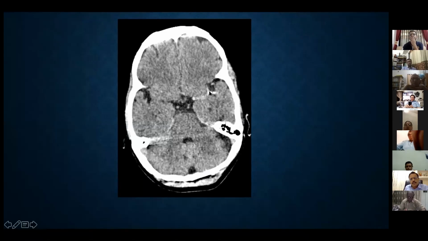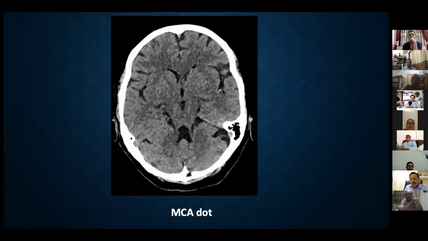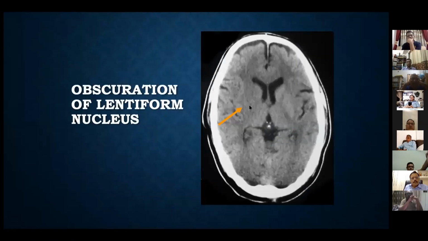So this is like hyperdense MCA. Whenever you see this hyperdense MCA on one side, you know there's a big clot in the middle cerebral artery. And sometimes you can see something like this, which is known as the MCA dot sign. When there is a clot in the distal M2, you may see it on cross section as the MCA dot sign. Obscuration of the lentiform nucleus involvement: you can see the gray-white matter differentiation is gone.